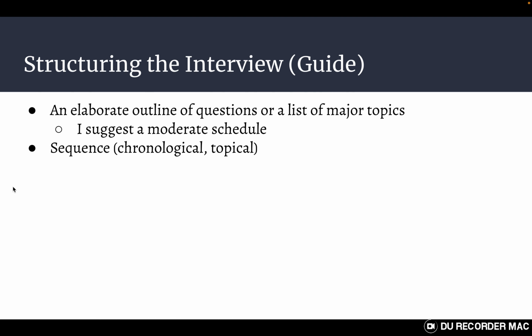As for the sequence, I suggest that you organize your questions either chronologically or topically. So chronologically, you would be asking questions based on this person's past. Maybe start out asking about their education. How did they get into this industry? What was the hiring process like for them? And then you want to ask questions about the present. What is your role like now? What challenges do you encounter? What is a day in the life of your job right now?